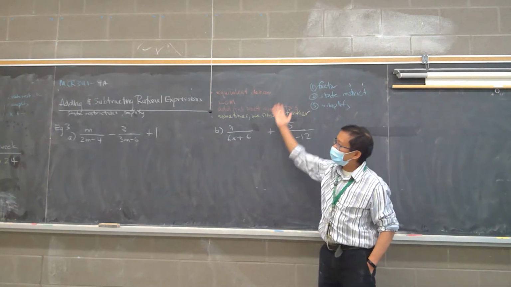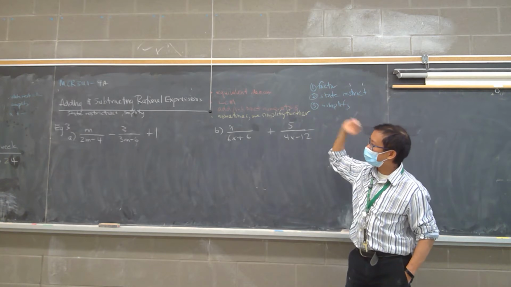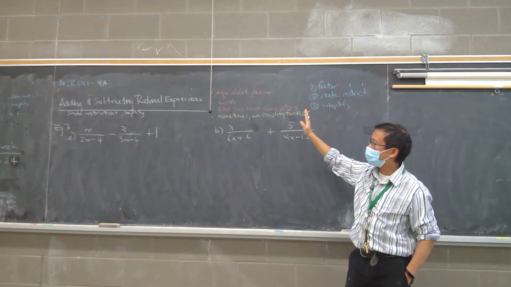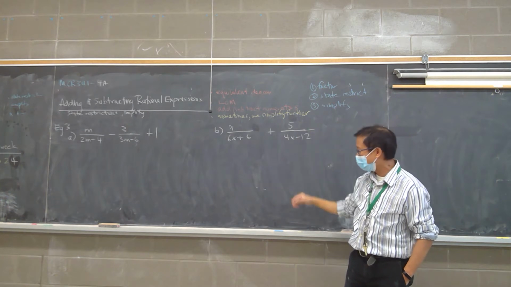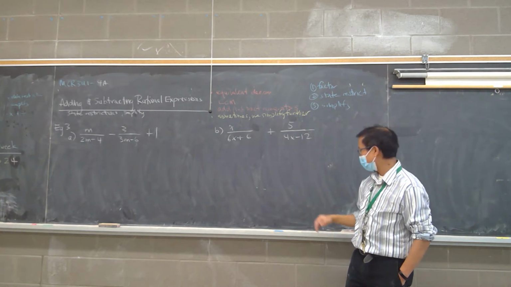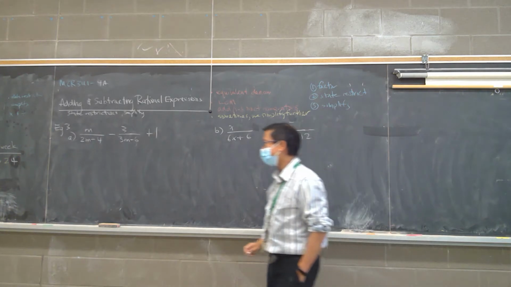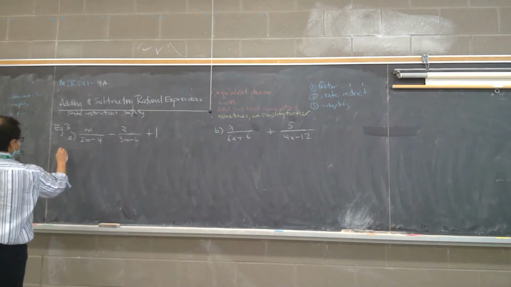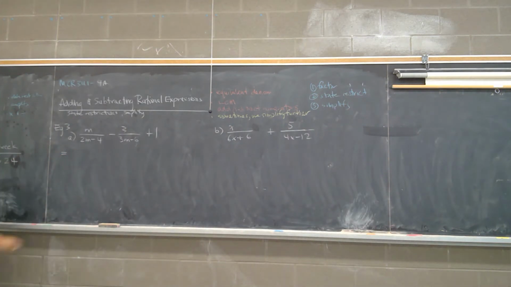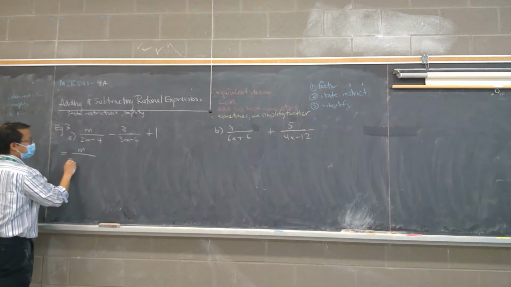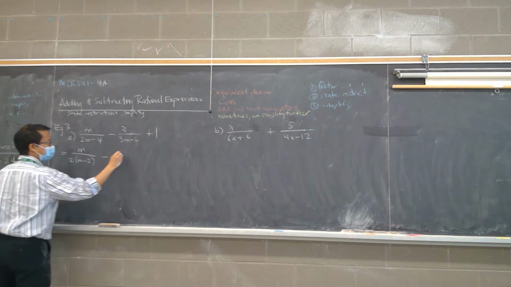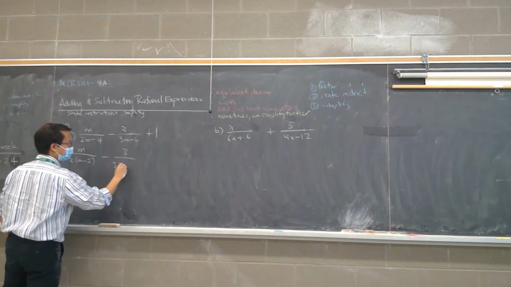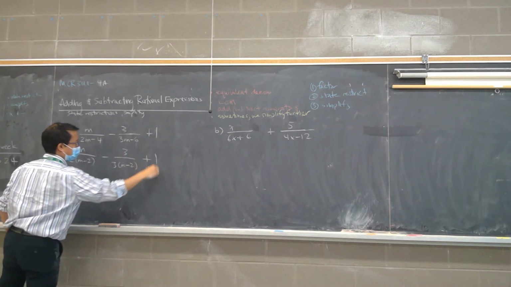And again, the idea of this adding subtracting, we have to make sure we have equivalent denominators. Finding that out is like finding the lowest common multiple. Add and subtract the numerators, and then sometimes use simplification further if necessary. So I'll do this first one. Factor everything. Let's do it. We get m over 2 times m minus 2 minus 3 over 3 times m minus 2 plus 1.